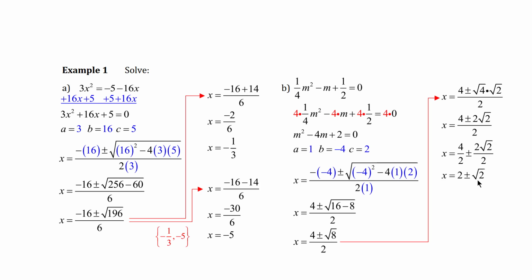Next, we write our final answer in set notation. So I have a set of curly brackets, and on the inside I wrote 2 minus root 2, comma, 2 plus root 2.